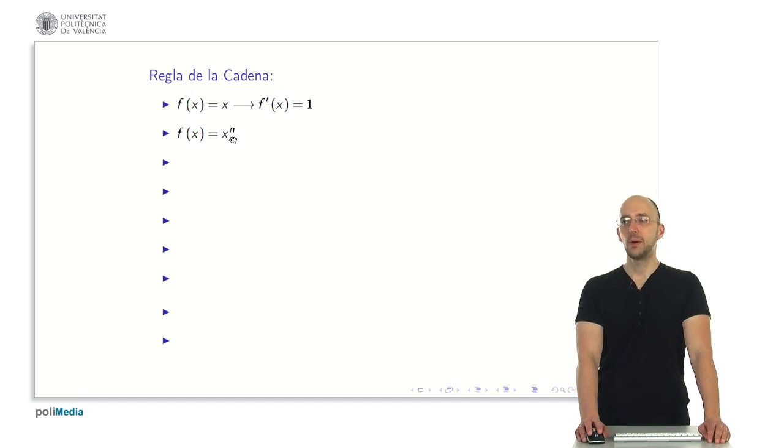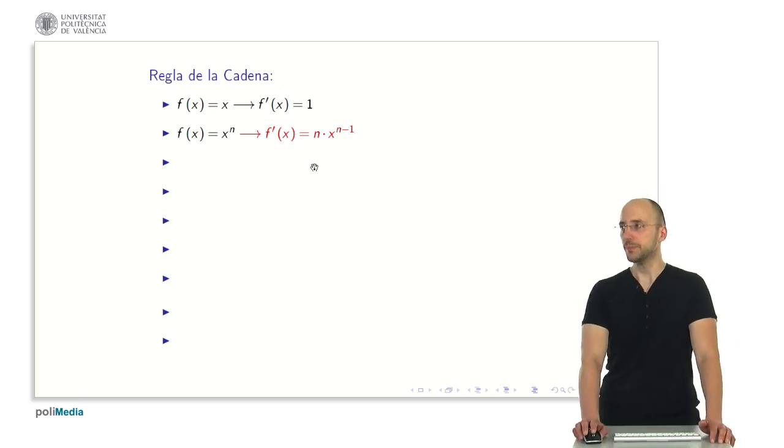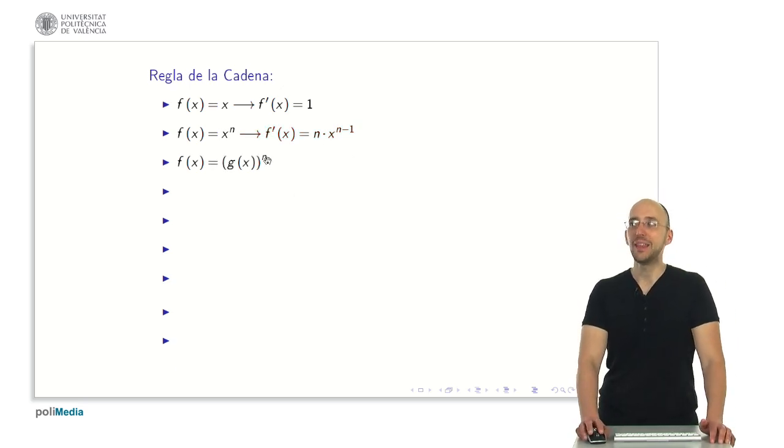X raised to the power of n: its derivative is n times x raised to the power of n minus 1. How is it calculated? The exponent n comes down in front, and we subtract 1 from the existing exponent. It is the same as applied a while ago: the derivative of x squared is 2x. Let's continue by generalizing this property, this derivative. This one is very important.